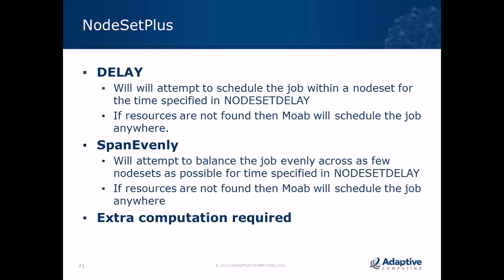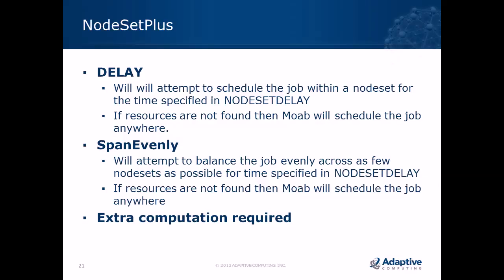The last one is just a corner case. It's called span evenly. This just allows you to say, if I'm going to span a node set, I want to span it evenly. So if I have a 32 processor job, I want to first try and get all 32 processors within one node set. If I can't get them within one, then I want 16 in 2. If I can't get 16 in 2, then I want 8 in 4. It's the same kind of thing as with delay, because you can specify a delay, but you get this different behavior to just say, I want to span evenly across the node sets.